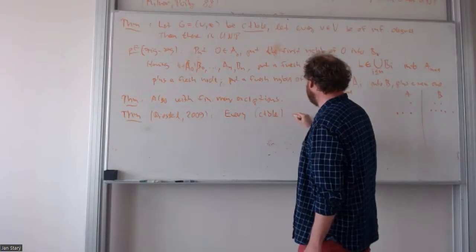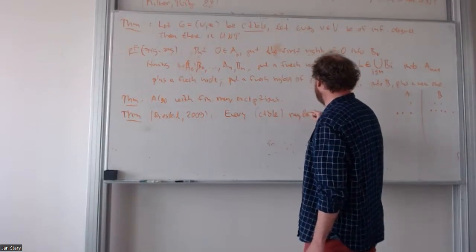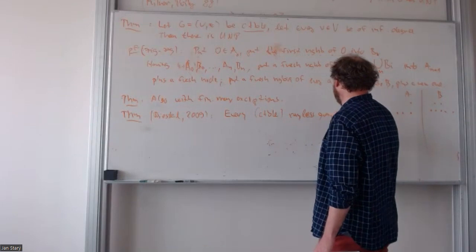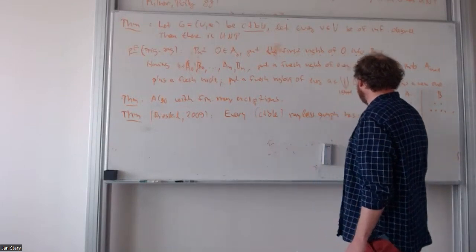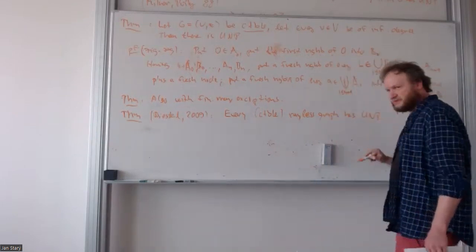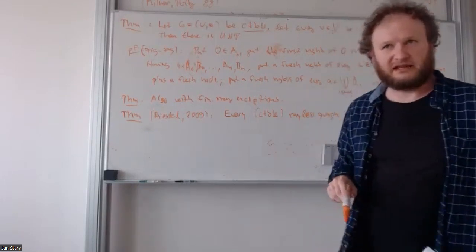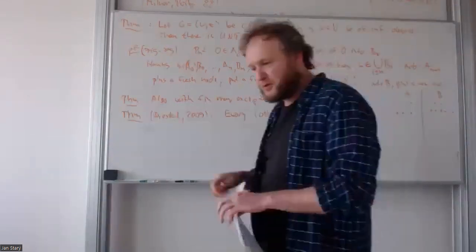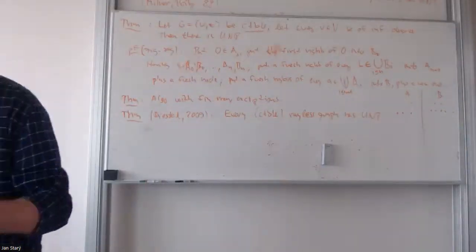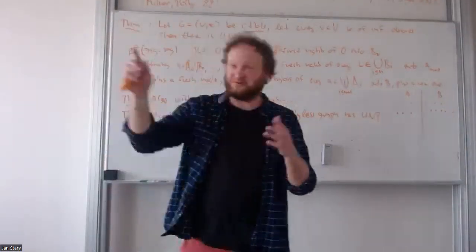Every countable rayless graph has an unfriendly partition. Does everyone know what rayless is? I'm naively assuming everyone here except me is a graph theorist. I know. Me too. Hi.